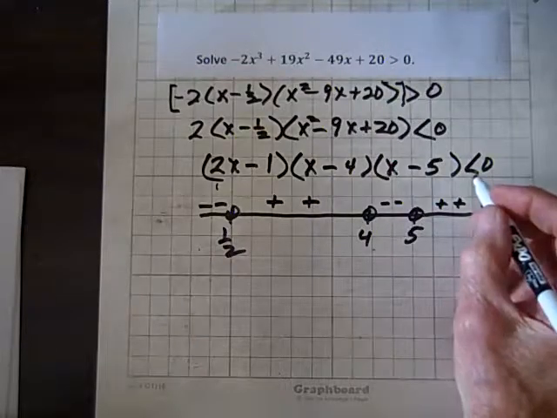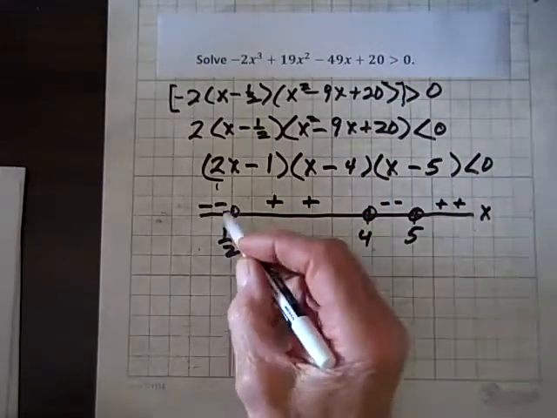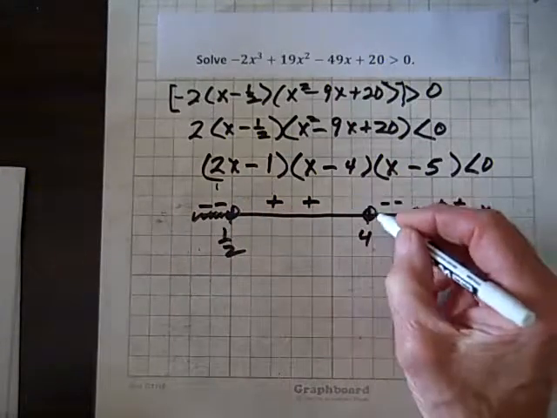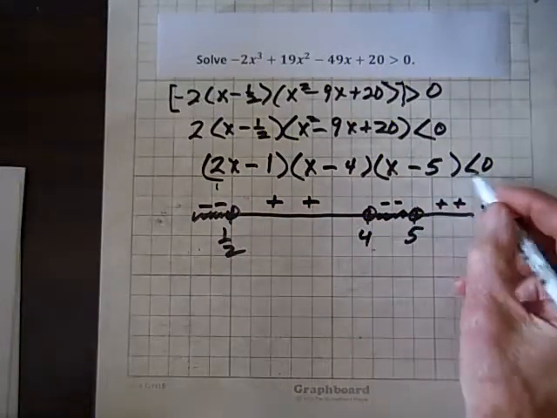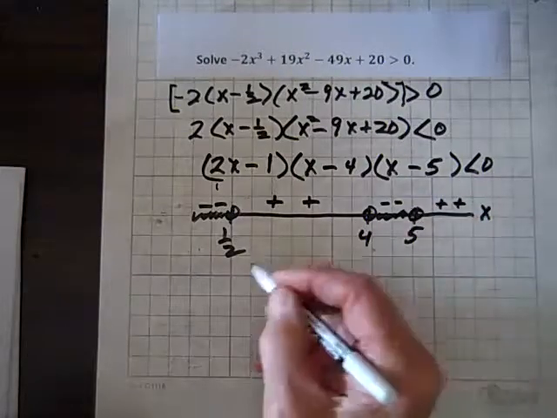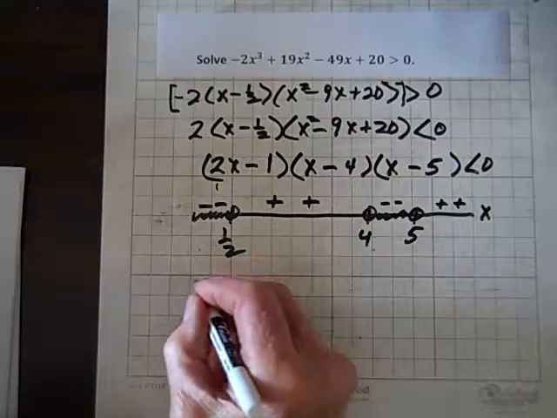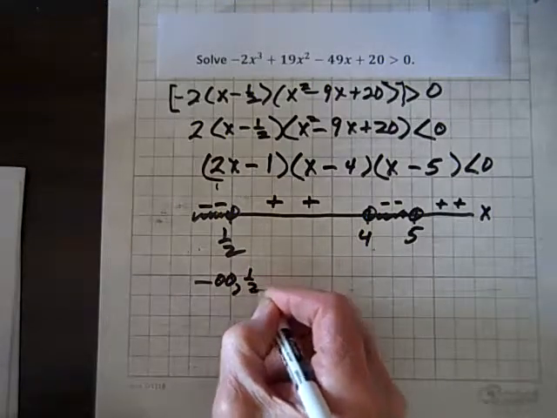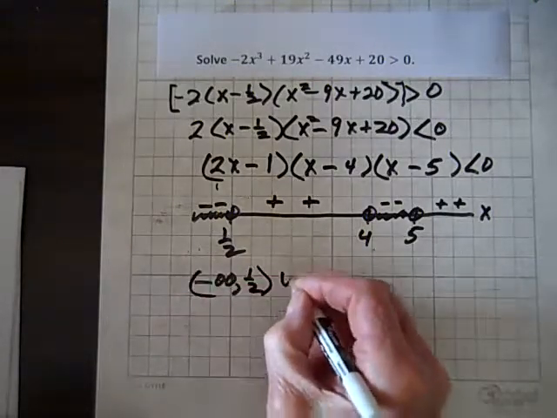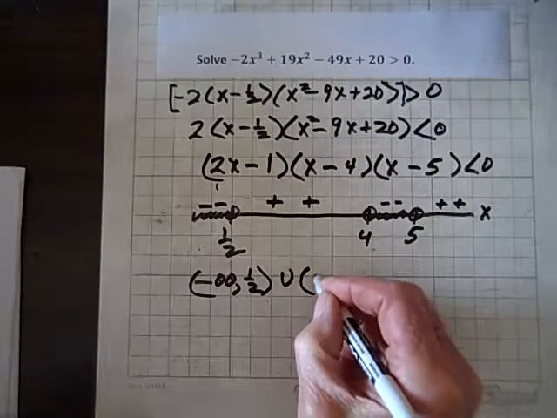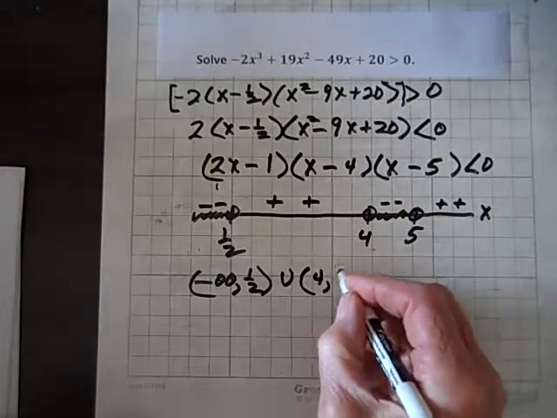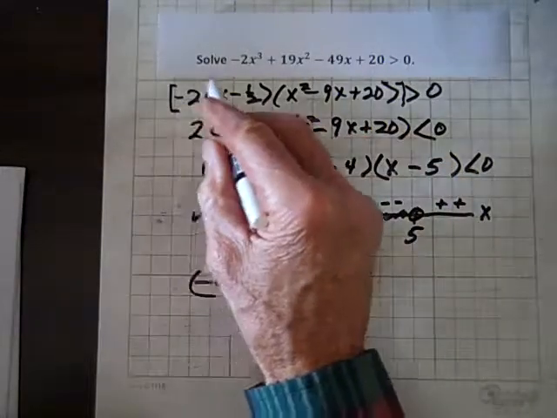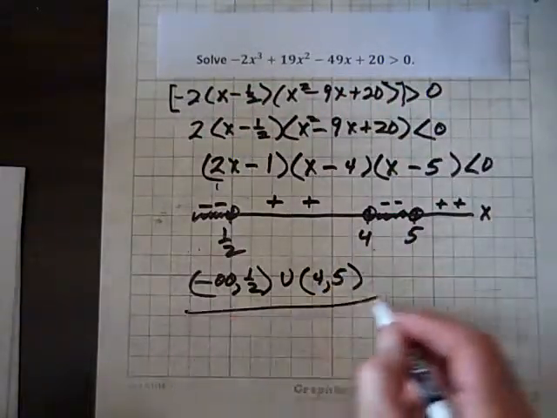So now we've got to solve. Well, which are we going to choose? Well, we're going to choose the negatives, and why is that? Because we're talking less than 0, so that's negative. So then our solution is negative infinity to 1/2 union with the open interval 4 to 5. And that's the solution to the inequality we were given right there.